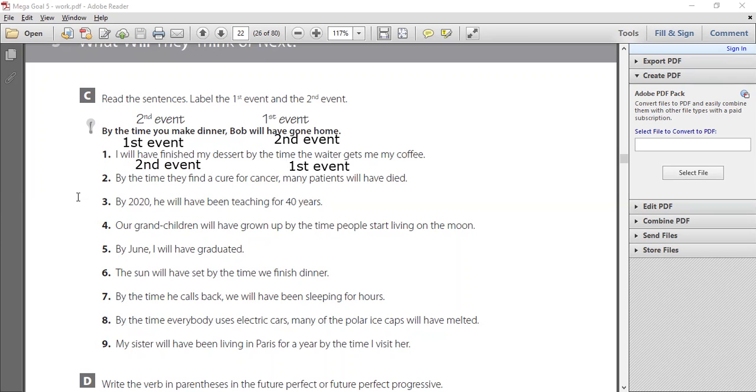Number 3. By 2020, he will have been teaching for 40 years. What do you think? Now he has used the future perfect progressive. But we used by 2020 or by the time, so it's okay.